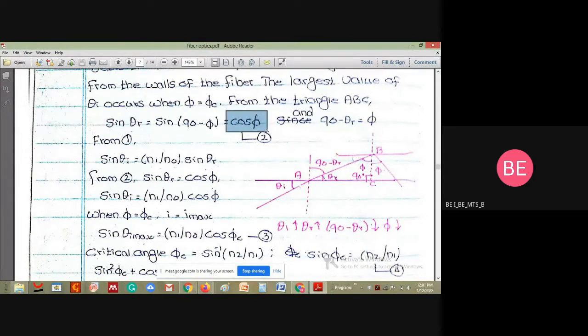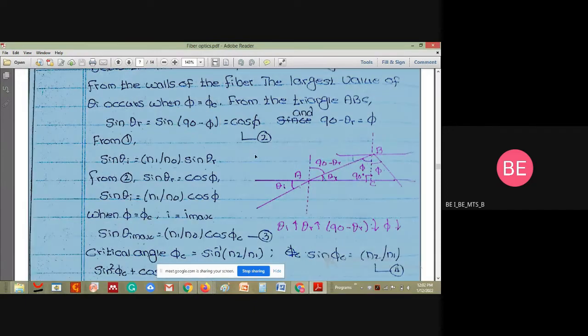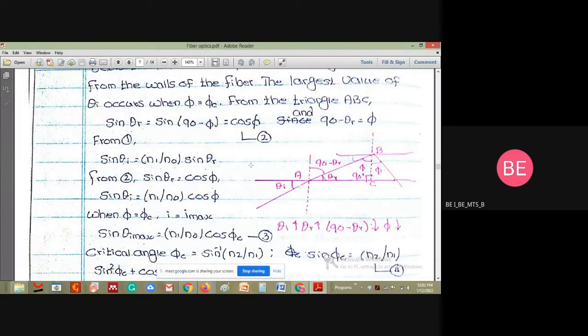How come you write sine theta r as cos phi? Because the angle theta r is equal to 90 minus phi. So replacing this theta r with 90 minus phi, we have sine of 90 minus phi. Sine of 90 minus theta is equal to cos theta, right? Similarly, sine of 90 minus phi is equal to cos phi. So let it be equation number 2. I hope you are all writing it down in your notebook. Sine theta r is equal to sine of 90 minus phi, that is equal to cos phi. Let it be equation number 2.